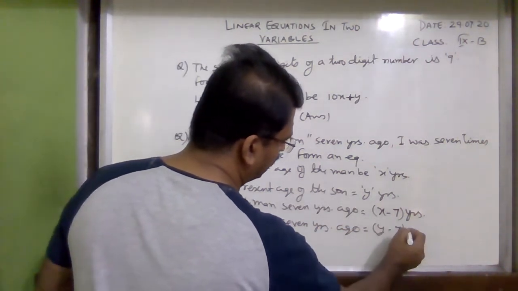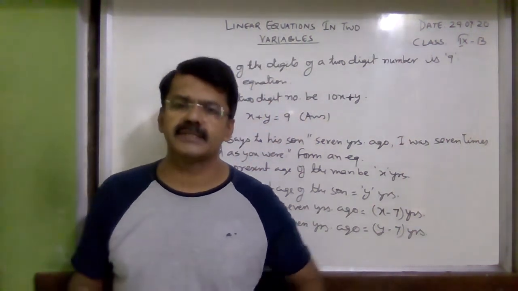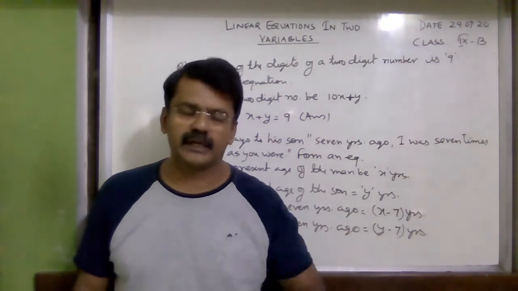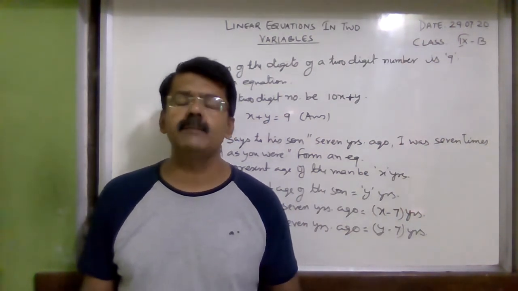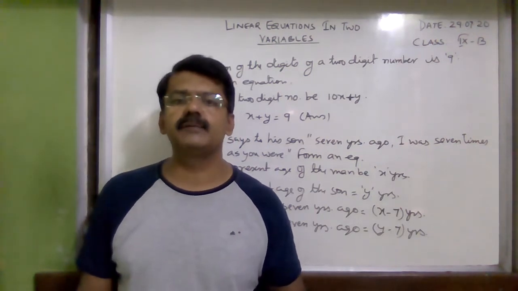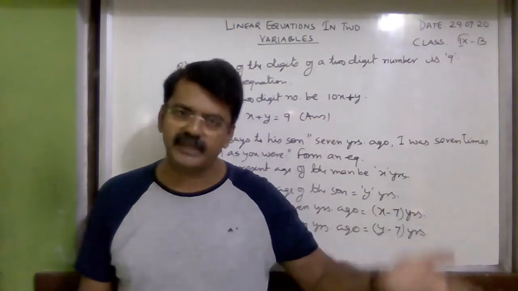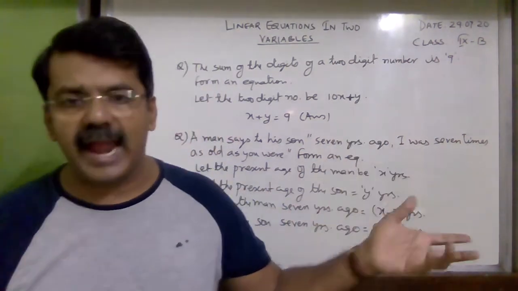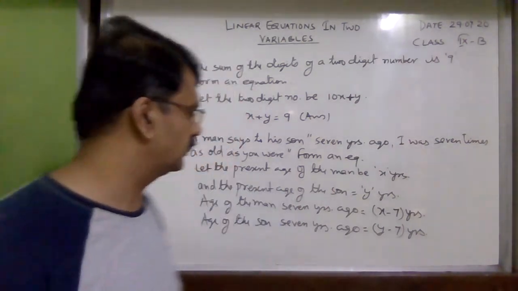All of you know that if you want to find the age of any person 7 years ago, you simply have to subtract 7 from the present age. Similarly, if you want to find someone's age after 7 years, you have to add 7 to his or her present age.